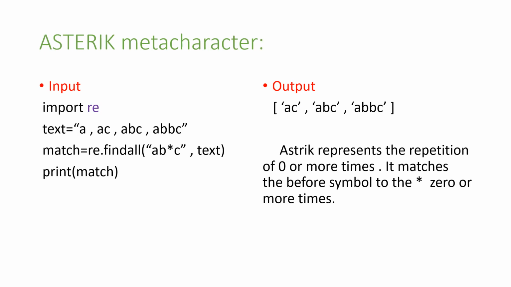The next meta character is the asterisk meta character. The asterisk represents repetition of 0 or more times. It matches the symbol before the star, 0 or more times. That is, in text one, we have provided A, AC, ABC and ABBC. In the match AB star C, the symbol before the asterisk is B. So it searches for ABC or ABBC or ABBBC.